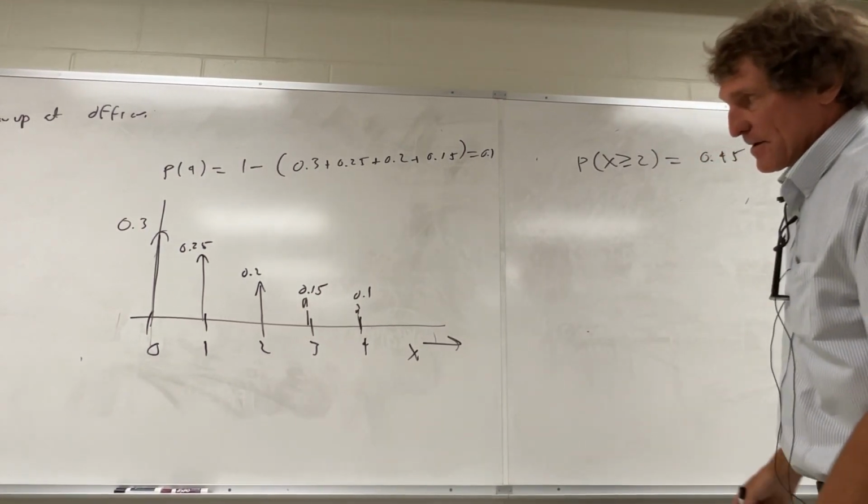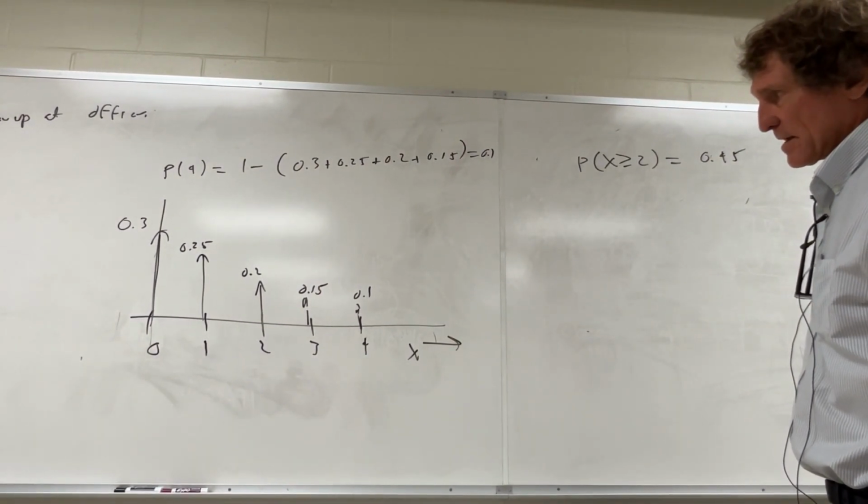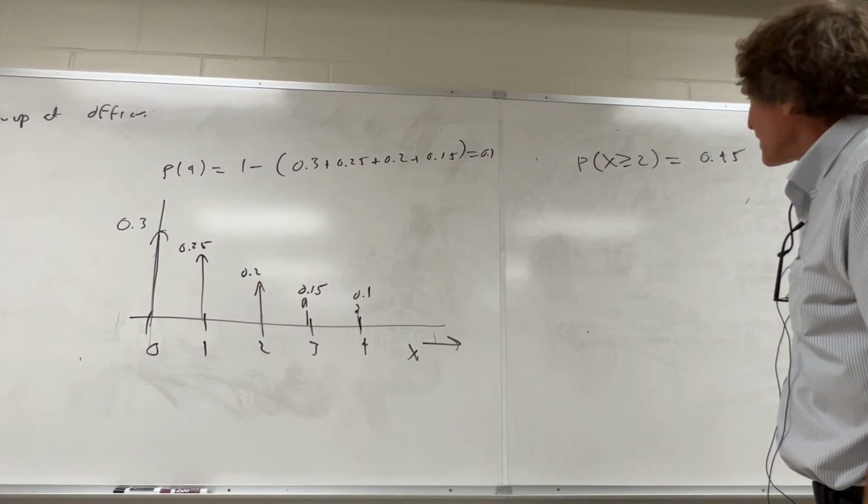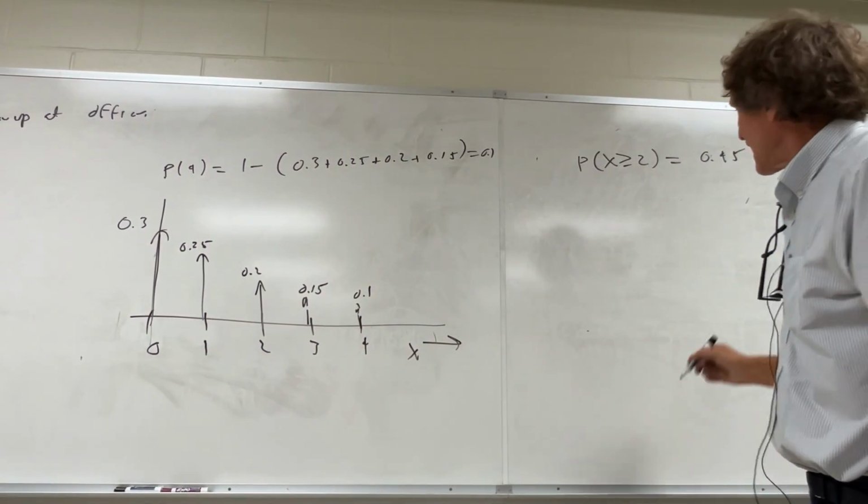Is that right? Let's see. Yeah, I think that's right. 0.25 and 2 is 0.45. I'm sorry about that. Agreed? What's another way to get that?